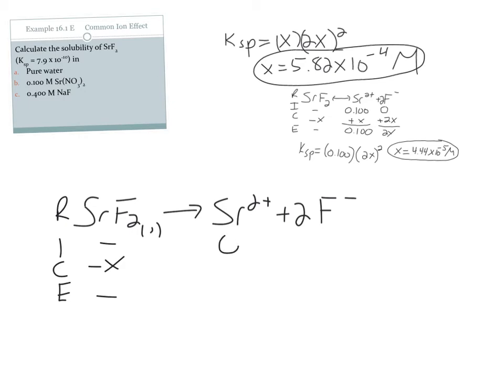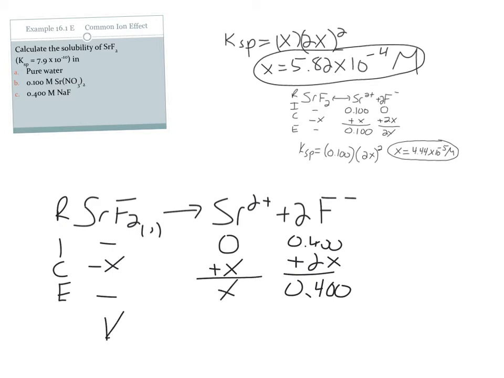This time we have no strontium, but we have a common fluoride of 0.4. Okay, so the sodium is a spectator, but my 0.4 fluoride comes down here as the beginning. That's going to make my x value, or rather my 2x value, negligible. So the fluoride is now 0.4 at equilibrium. My strontium is x. Neither of those affect the Ksp expression.